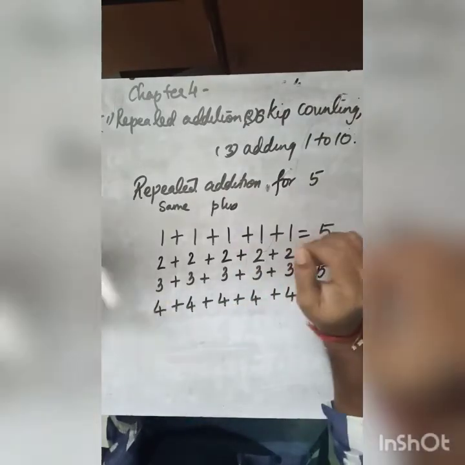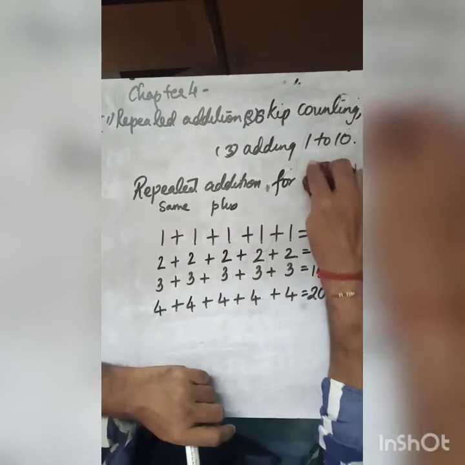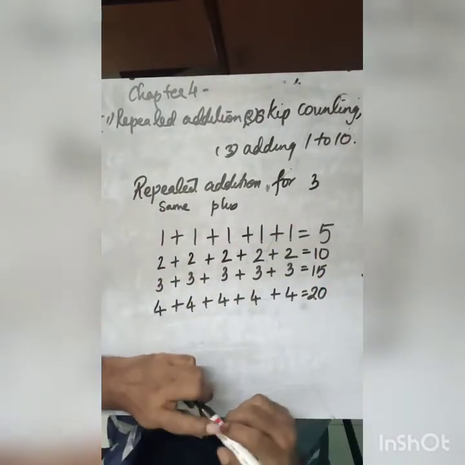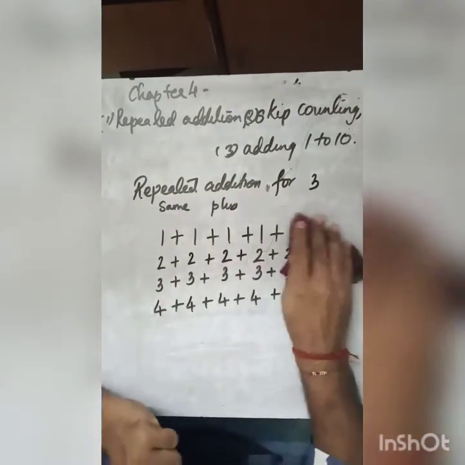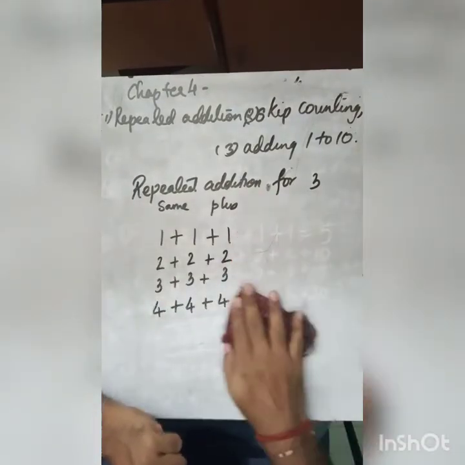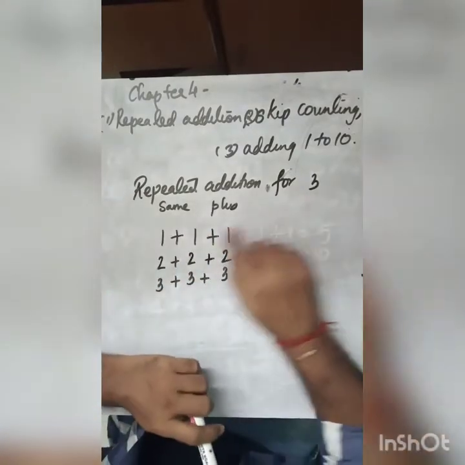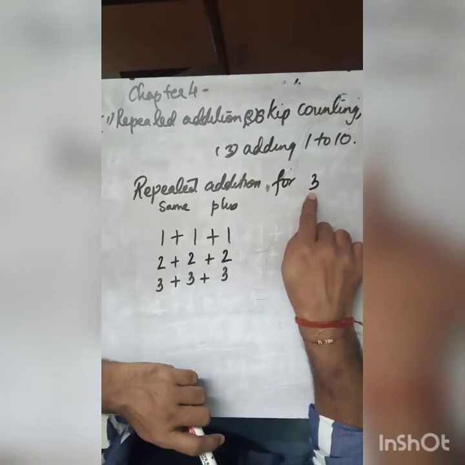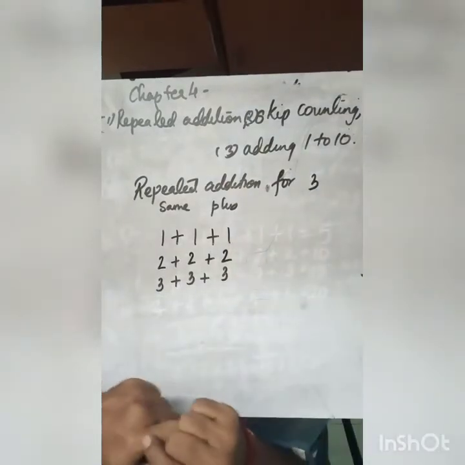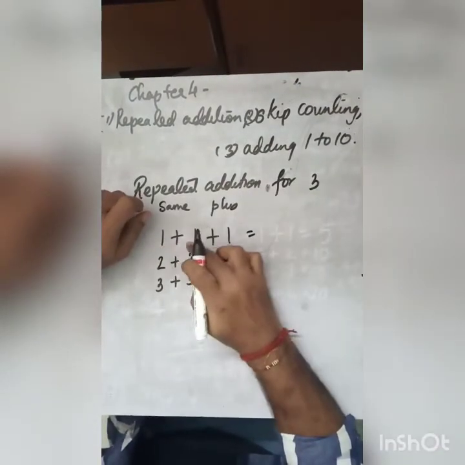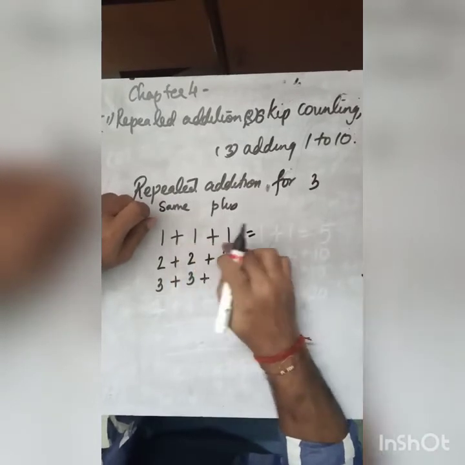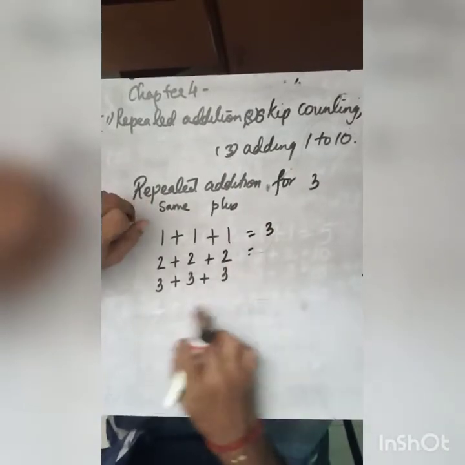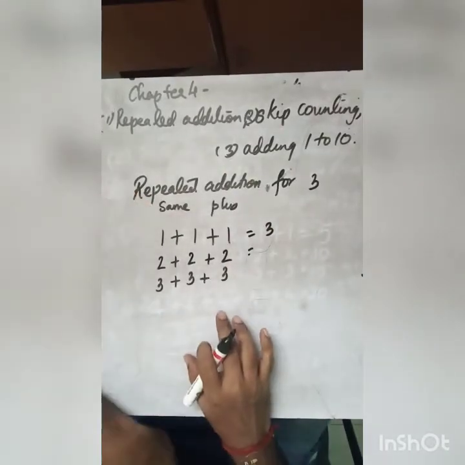Now if we change the number, agar main 5 ke jagah chota number leta, chalo. If I take a number 3, so kya ho jayega? That is 1 plus 1 plus 1. Repetitive addition ho chuka hai, 3 ka table chahiye. So dekho, number is getting repeated. Addition is 1 plus 1 plus 1. 3 ka table hai to sab 3 3 ki jodi mein aayega. We'll be getting a triplet now.